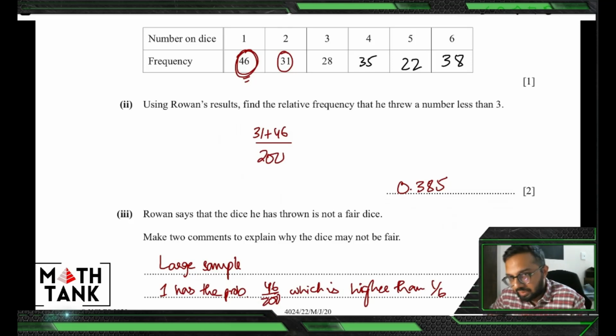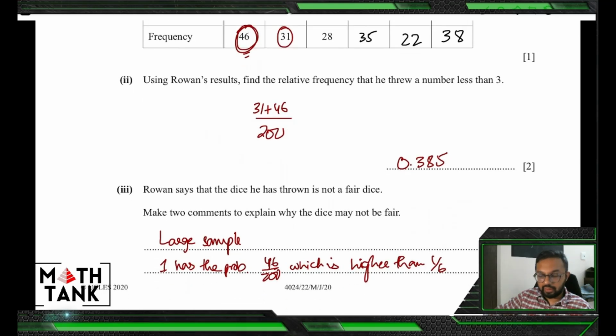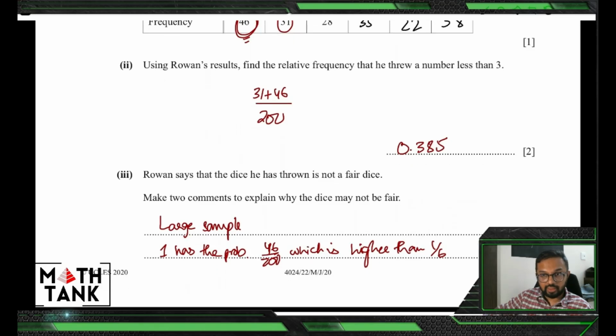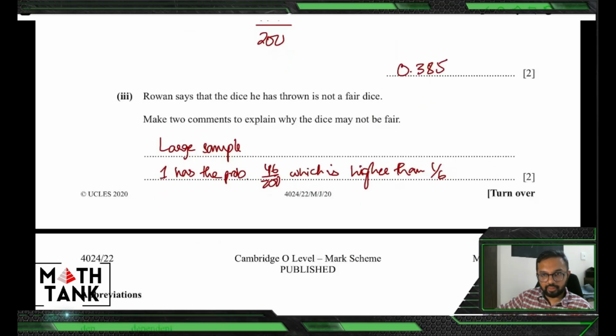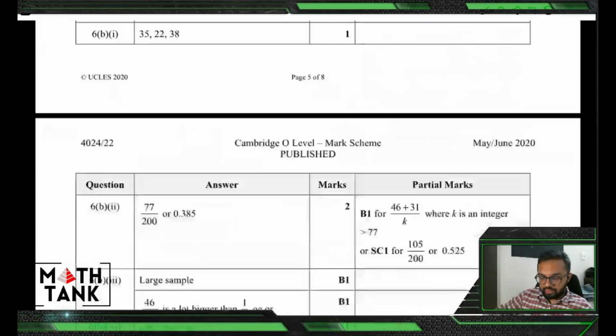You see, you cannot expect the probability to be 1/6 in such an experiment, but it has to be closer to 1/6. If I try out 46 divided by 200, it comes out to be about 0.23. 1/6 is 0.17, so 0.23 and 0.17 are very far apart, which is why these are the 2 reasons why this die may not be fair, and this experiment is a good way of determining that. Okay, moving on to the next question then.